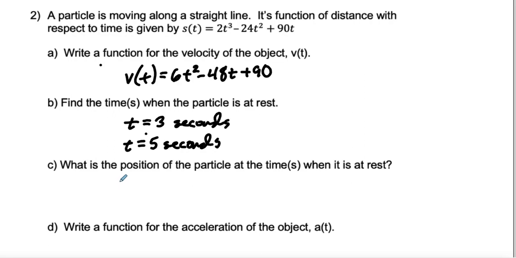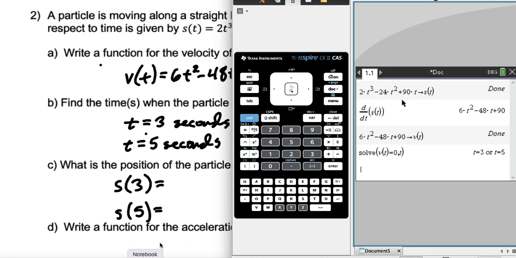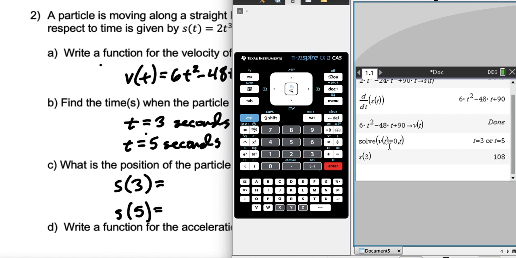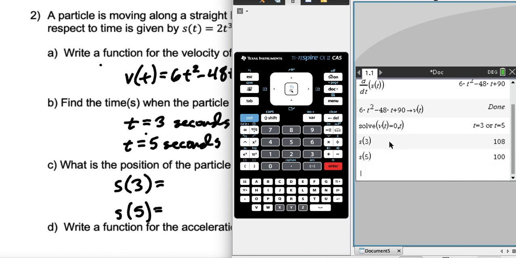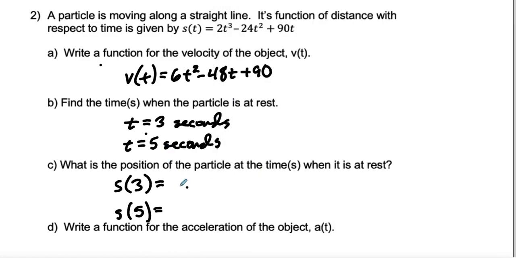Well, in order to do that, we're just going to input 3 and 5, our two answers, into our original function. So notice that is also really easy to do with the calculator because I already have this stored as s of t, so we're going to do 3, and then we'll do 5. So we have the position here is going to be 108, and then the other one's going to be 100, okay?